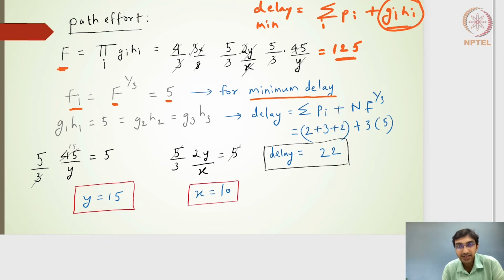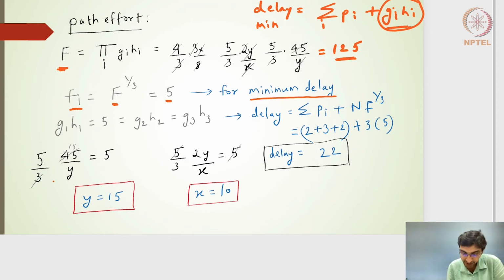Right, so if I have the individual stage efforts, the best stage efforts for the minimum delay, I can now find out what the variables x and y are. So what are the gate sizes x and y, the optimum x and y values, so that we will get the minimum delay. So G1 H1 will be equal to 5, which will be equal to G2 H2, which will be equal to G3 H3. What it means is all the individual stage efforts will be equal to the value 5.